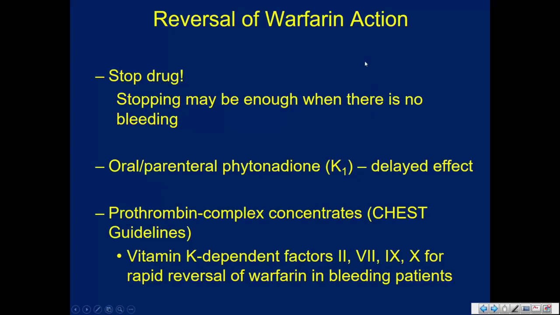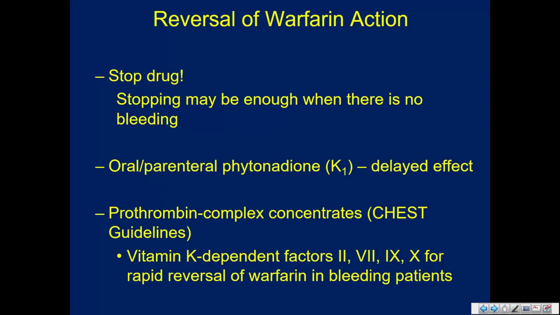Heparin, of course, has protamine as a reversal agent. Warfarin, usually stopping the drug may be sufficient. Sometimes, if somebody's bleeding or you want to reverse warfarin's action, oral or parenteral vitamin K can be useful. Make sense? You're giving vitamin K. It's like eating spinach on drugs. But this effect is delayed. It's not immediate.